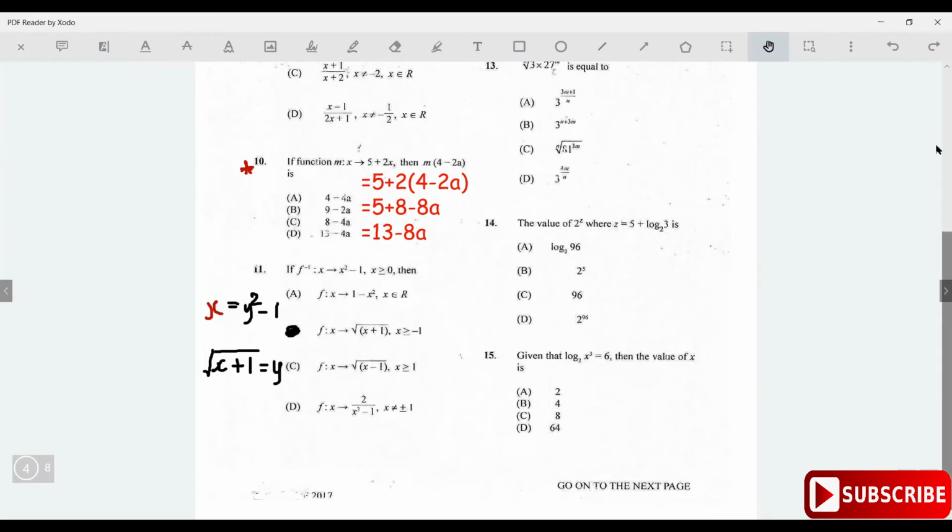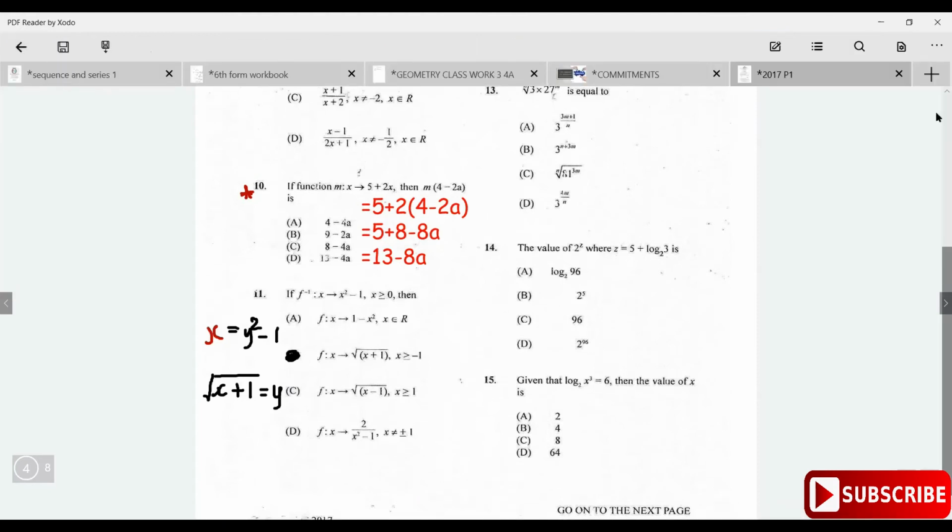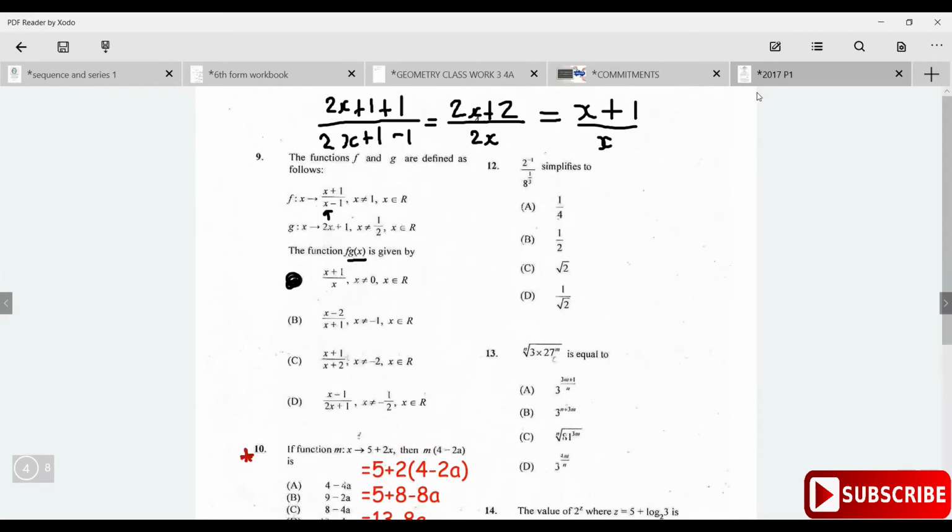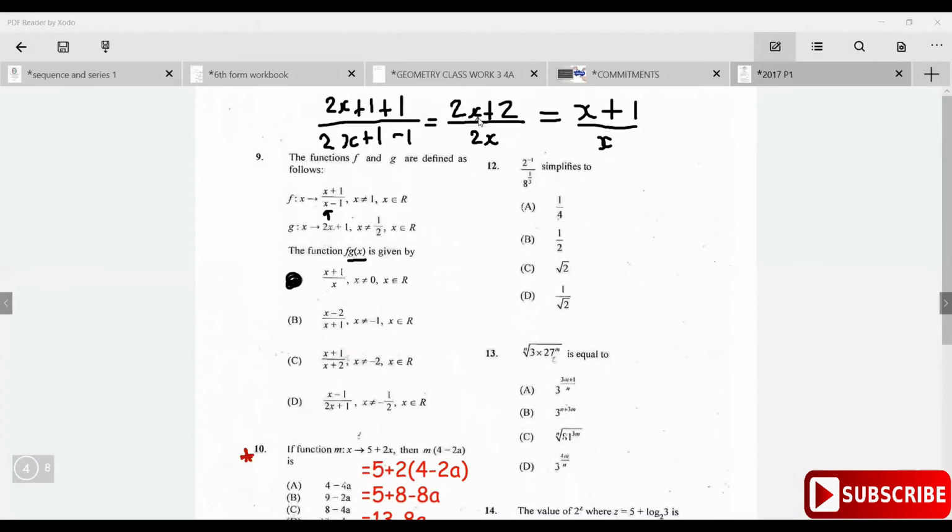Nice. Moving right along. Let's look at this one. It says, we need to simplify this right here: 2 to the minus 1 over 8 to the 1/3. So let us go ahead and do that.